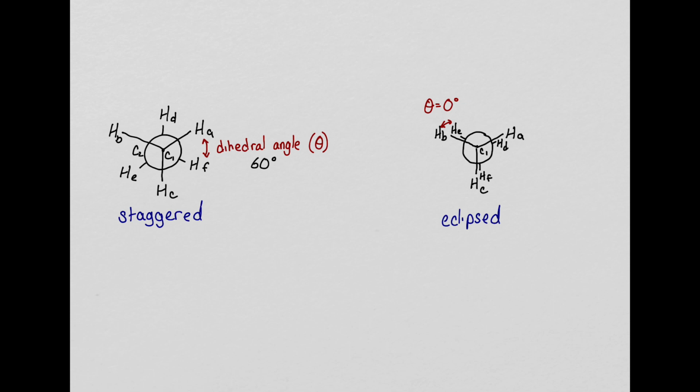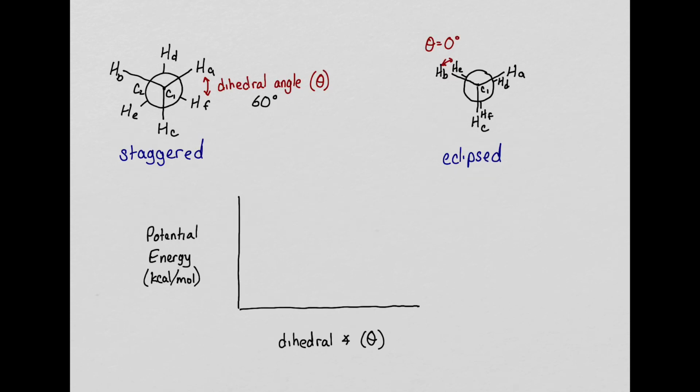We can show this difference graphically. We can compare the staggered and eclipsed energies by graphing the potential energy versus the dihedral angle, as shown. The difference in energy between staggered and eclipsed, as already mentioned, is 3 kilocalories per mole. That means that the eclipsed conformer is 3 kilocalories per mole higher in energy than is the staggered. At a 0 degree dihedral angle, we are at 3 kilocalories per mole, and at 60 degree dihedral angle, we're at 0. Keep in mind that the potential energy axis is relative, not absolute.